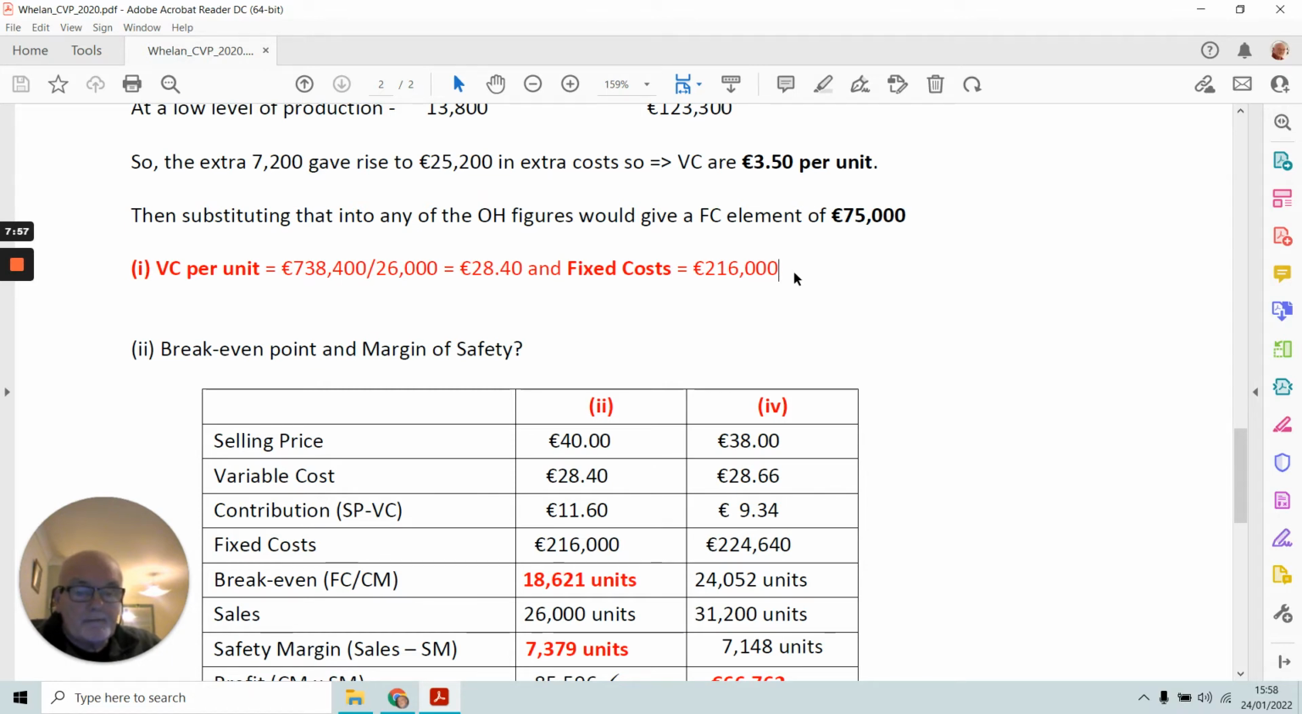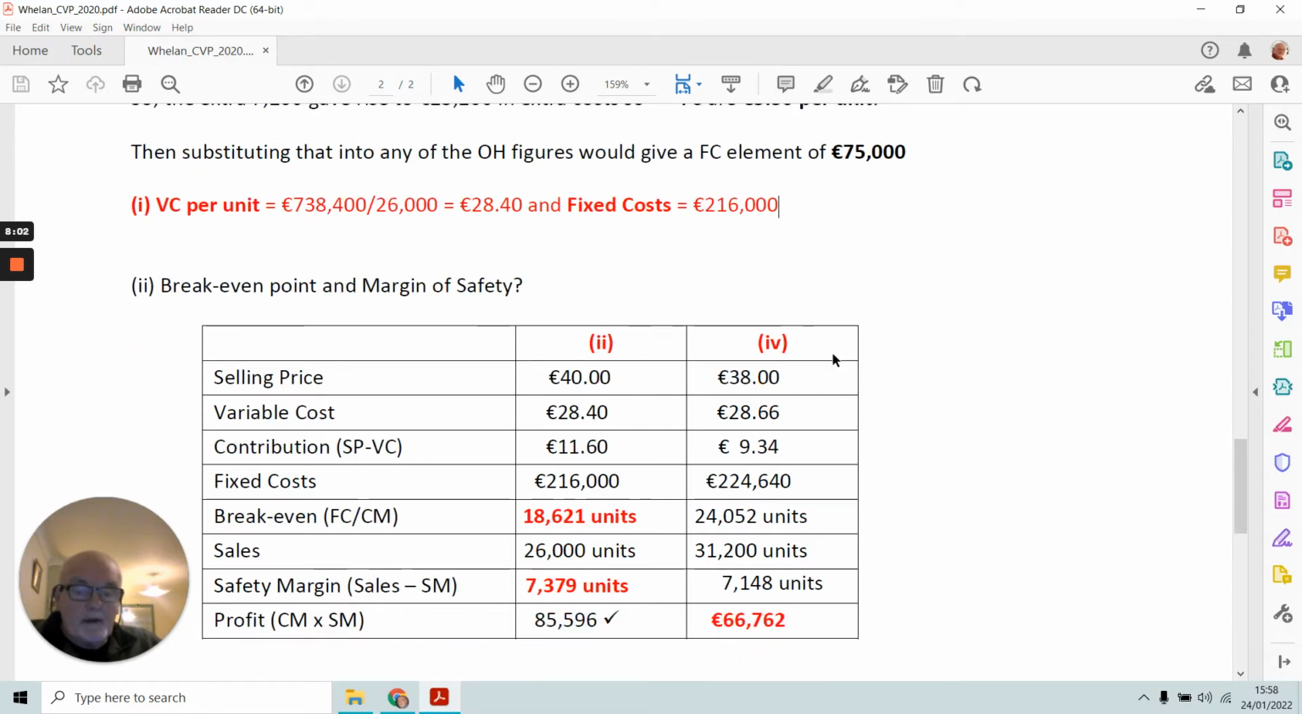So to remind ourselves, the key elements of cost volume profit analysis would be, what's our selling price? It's €40 per unit. How much of that has to go to cover the variable costs? We now know it's €28.40. So, taking our variable costs from selling price, we'll find out what's called our contribution, or our contribution margin. Every unit we sell for €40 covers the variable cost of €28.40, leaving €11.60 to spare, to contribute towards the fixed costs that come first.